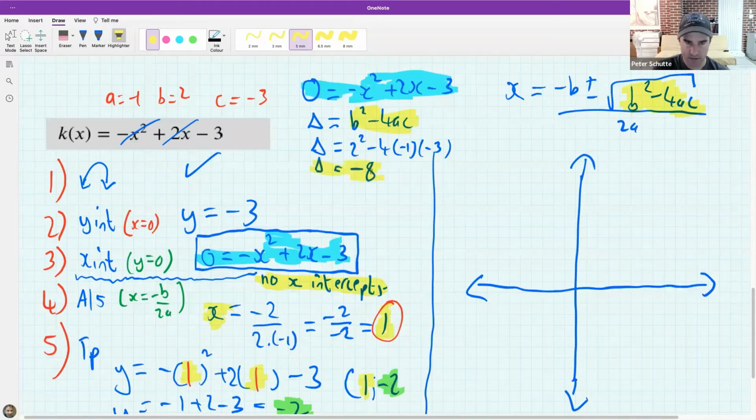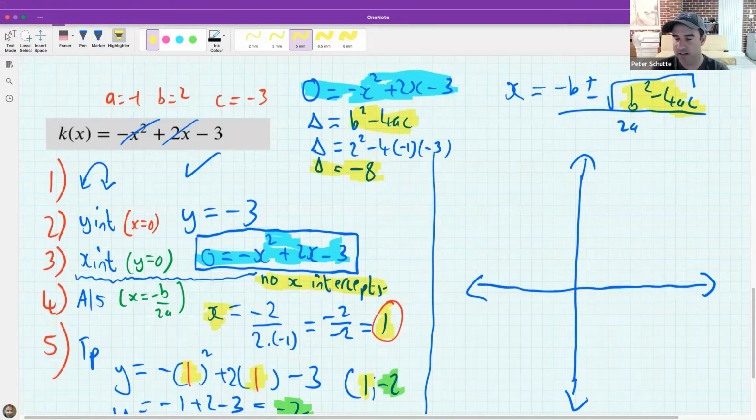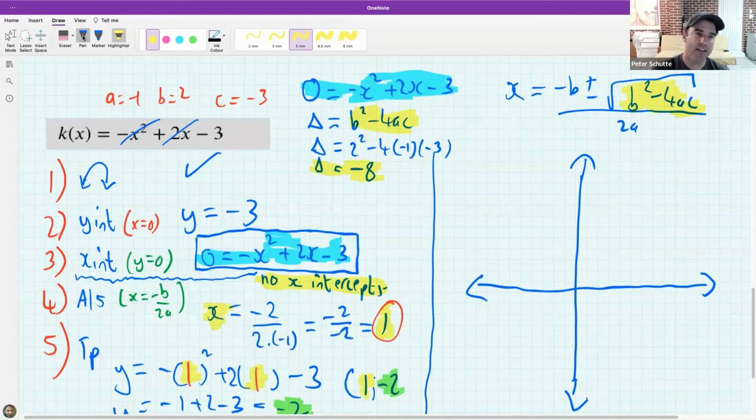If delta is negative, guys, do this with your calculator. Type square root of minus 8. What do you get? What's the square root of minus 8? I want someone to tell me in the chat. Undefined. Math error. Perfect. So what I want to show you tonight is that when delta is negative, you cannot find the square root of a negative. That is why it means there are no x-intercepts.